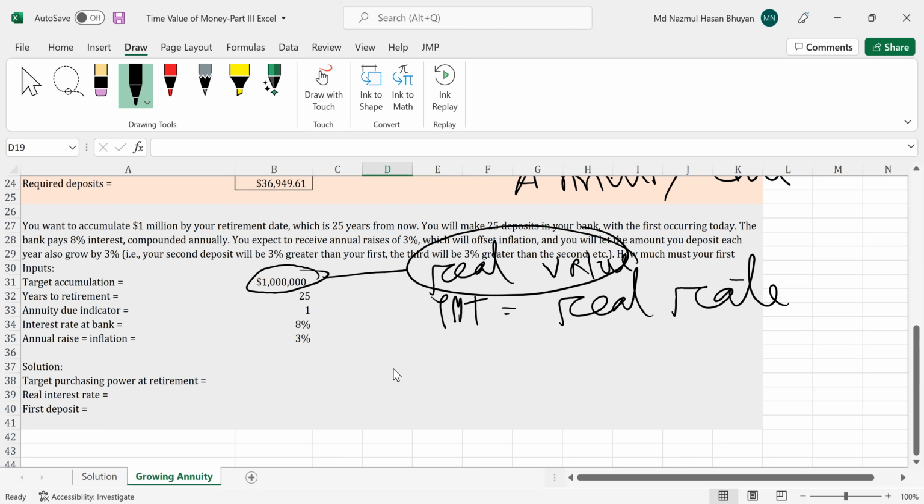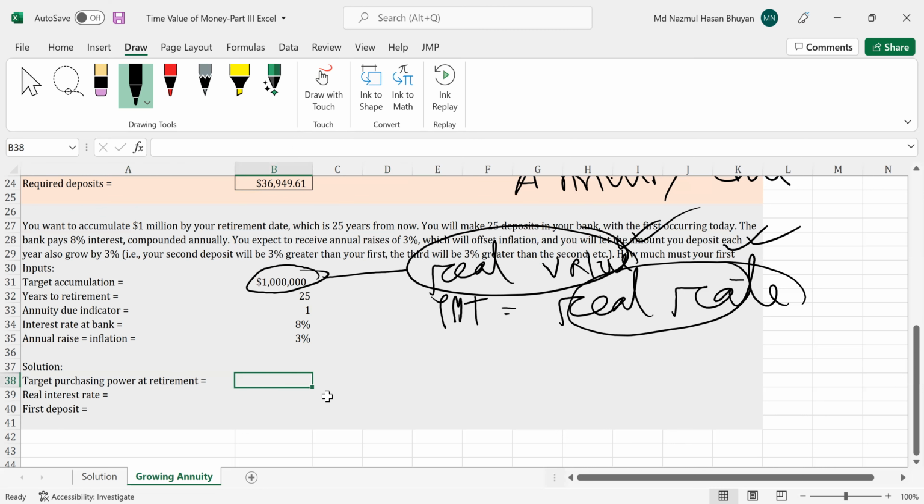So this is the problem where you are going to apply this logic. If you want to know the value of some real amount, then you need to use the real interest rate. On the other hand, if you want to know the value of some nominal amount, you want to use the nominal interest rate. So here you can see we want to know the PMT of some real value. And to get this PMT, we are using the real interest rate. All right. So let us start.